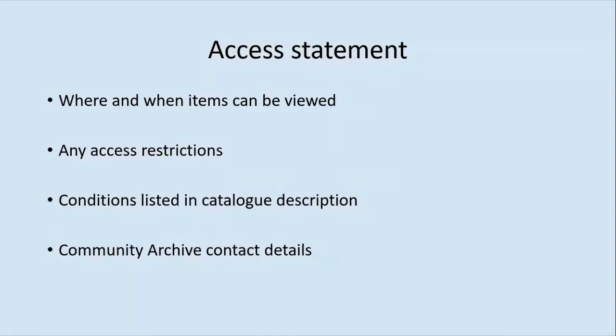Restrictions, for example, you may wish researchers to only view copies of certain archives because the originals are too fragile to handle. It should also include a note that each item will have particular conditions of access listed in their catalogue descriptions. For example, if an item can't be viewed because it contains sensitive information.